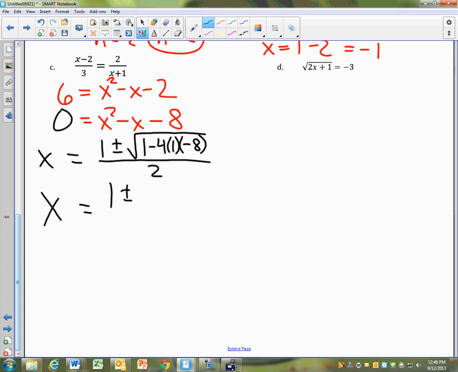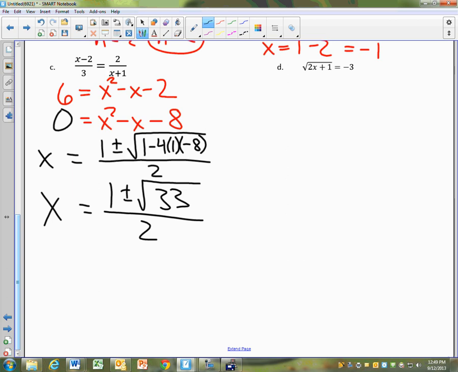What's 1 minus 4 times 1 times negative 8? It'll be 1 minus negative 32. 1 minus a negative 32 is positive 33. And you can't simplify the square root of 33, can you? So that's it. For me, I think that goes pretty quick. I like that. Any questions on it?